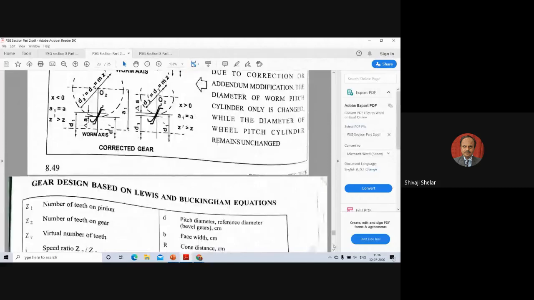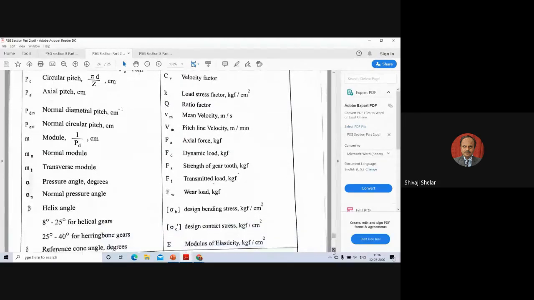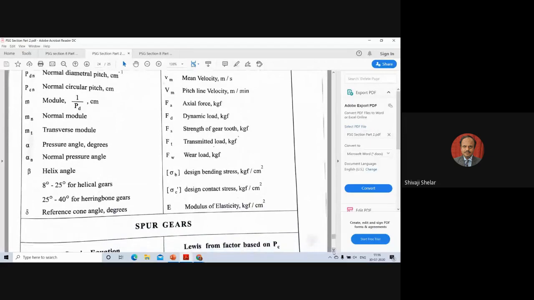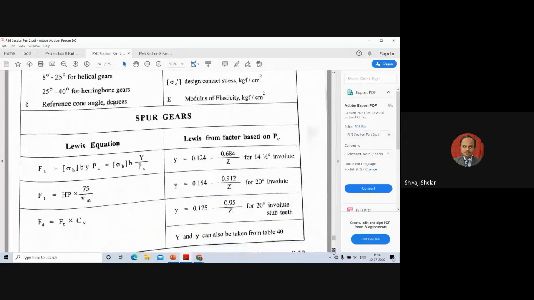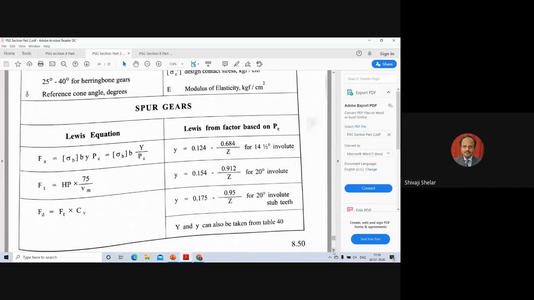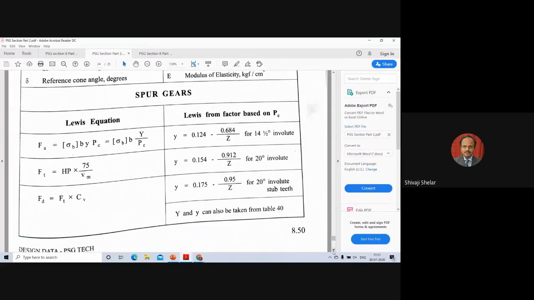8.50 page number. I am just demonstrating where it came from and how to do that calculation, so you are familiar with it. This is the formula here, from page number 8.50: y is equal to 0.154 minus 0.912 upon z. There are three involute systems: 14.5, 20 degree full depth involute and 20 degree stub teeth. Since we normally follow full depth involute, the 20 degree pressure angle formula is given here. So this formula needs to be used.